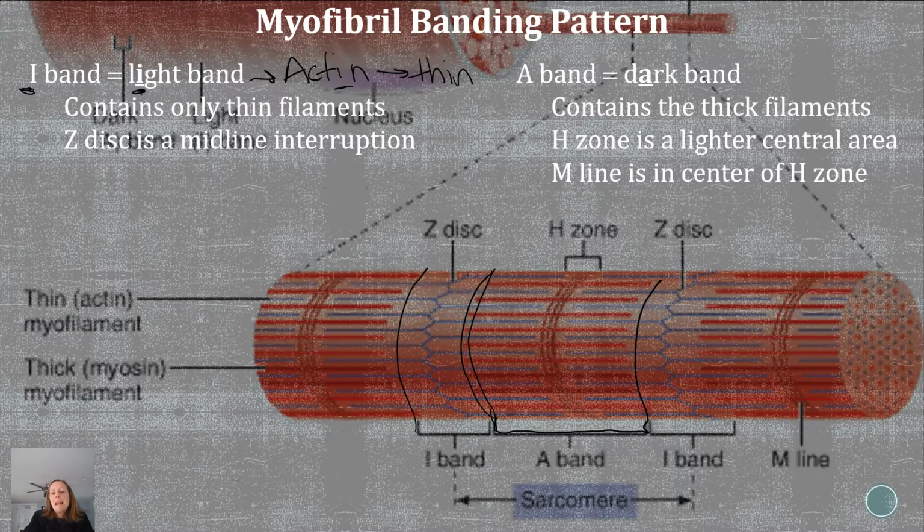All right, so my A band is going to be made up of myosin, and myosin's thick. Myosin is going to be the thicker filament, so it's going to contain the thick filament. If you see here, the thick one is the filament in red. So myosin is going to be the red one, and actin is our blue one. So our A band is myosin. It contains the thick filament. The H zone is the central area that's a little bit lighter, and the M line is going to be the center of the H zone.